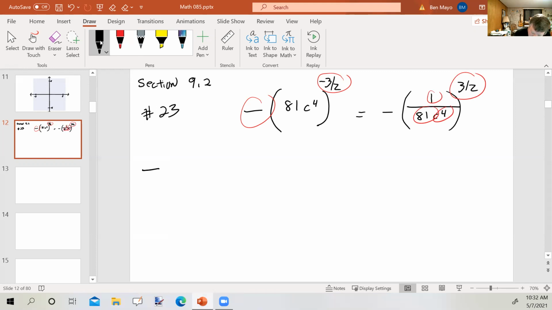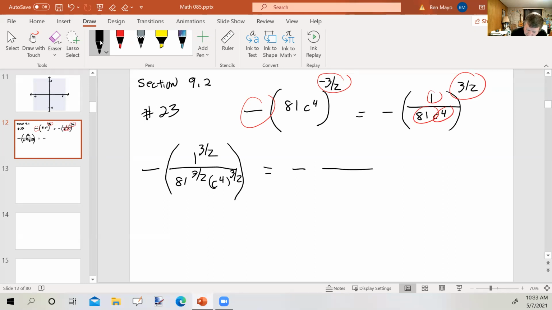So again, I've got this negative sign outside, and then inside I've got 1 to the 3/2 power over 81 to the 3/2 power, c to the fourth to the 3/2 power, which is negative. And then in the numerator, 1 to the 3/2 power would be 1 to the 1/2 power cubed. The square root of 1 is 1, 1 cubed is 1. So basically I get 1 in the numerator.